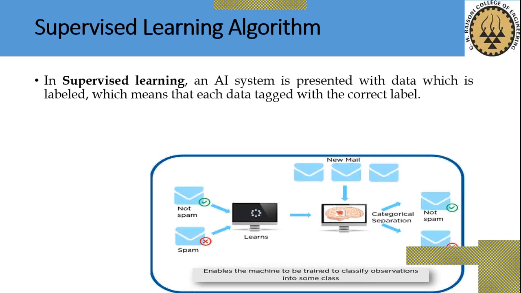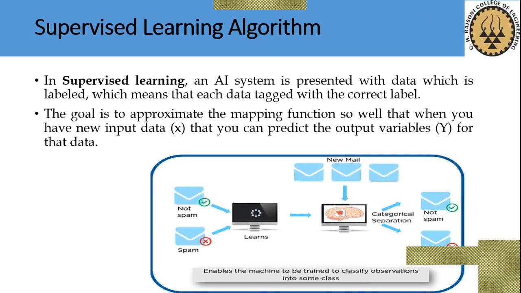So in supervised machine learning, an AI system is presented with data which is labeled, which means that each data item is tagged with a correct label. Here on the left-hand side you can see that there are two labels we use. First is called spam and another is called not spam. So you give a label to this data set: which mail comes under spam mail and which mail comes under not spam mail.